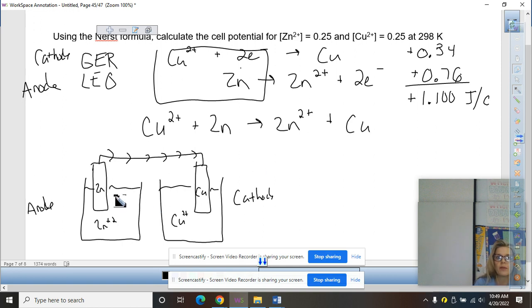And so what's happening here is zinc is losing those electrons, and when it loses the two negatives, it forms a positive 2. And then over on the cathode side, you have Cu2+ that's gaining those electrons to form your copper metal. And then, of course, don't forget your salt bridge. That prevents a buildup of negatives on one side of your battery.